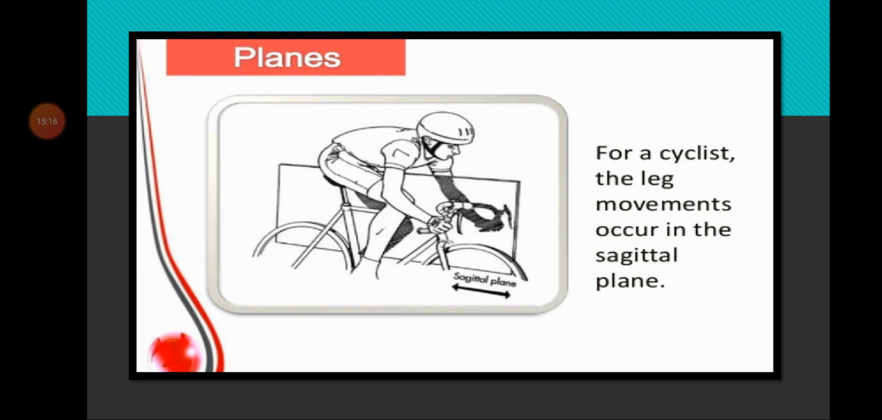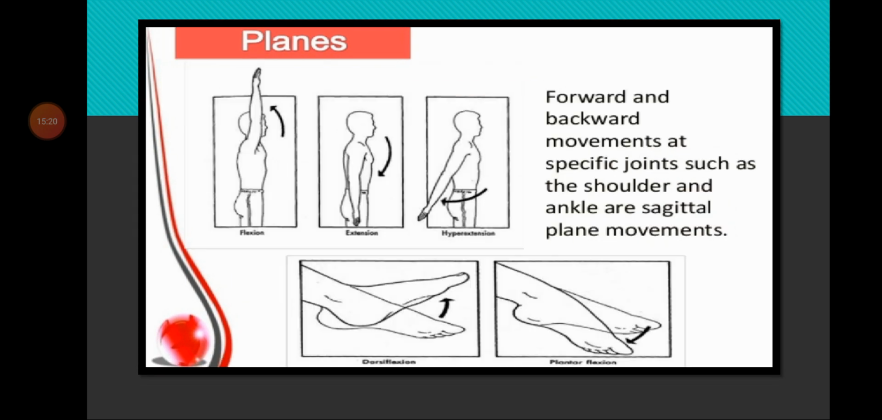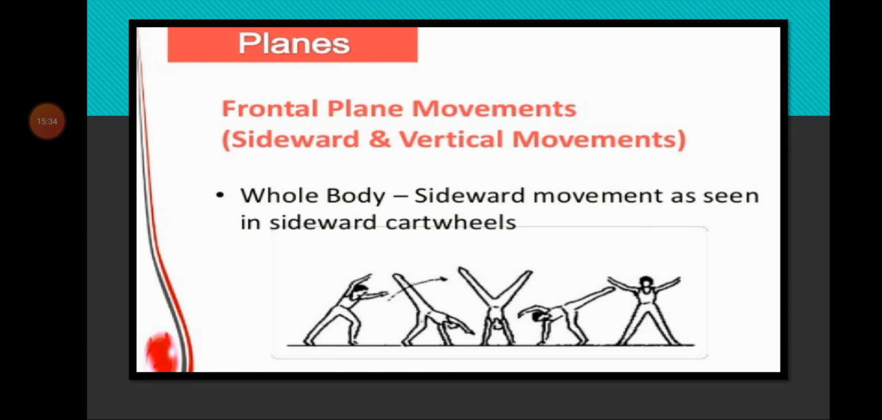For a cyclist, the leg movements occur in the sagittal plane. Then forward and backward movements at specific joints such as the shoulder and ankle are sagittal plane movements. Then frontal plane movements, sideward and vertical movement.